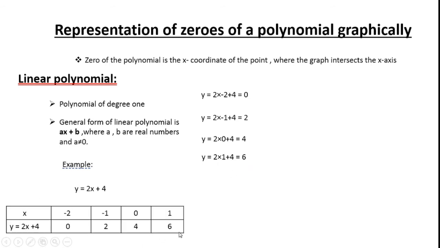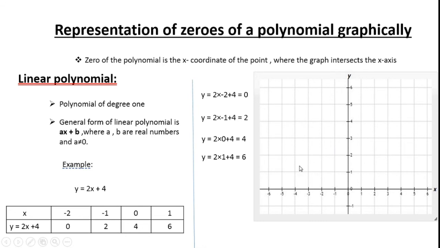Now we can write this in tabular form. See, in the first row, the values of x. In the second row, the values of y. See, x equal to minus 2, we got y equal to 0. x equal to minus 1, y equal to 2. x equal to 0, y is 4. x equal to 1, y is 6. By using these values, we can plot the graph.